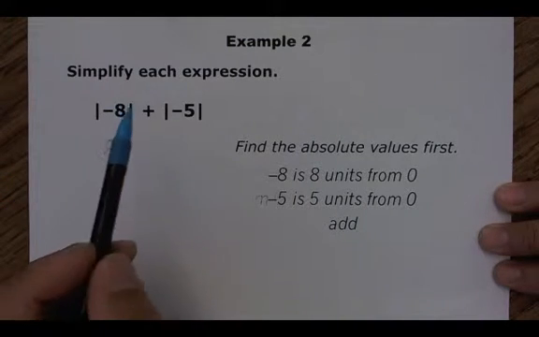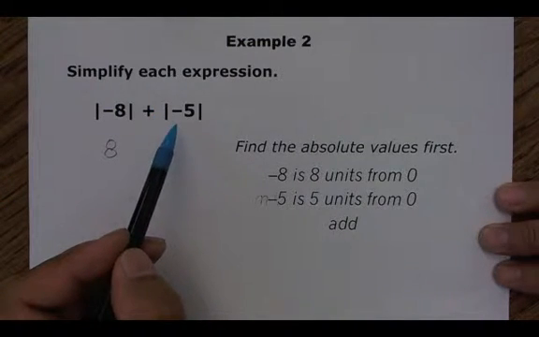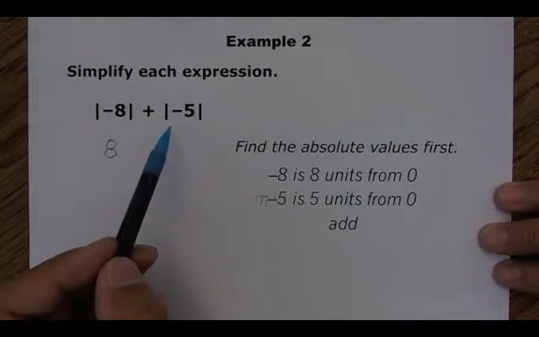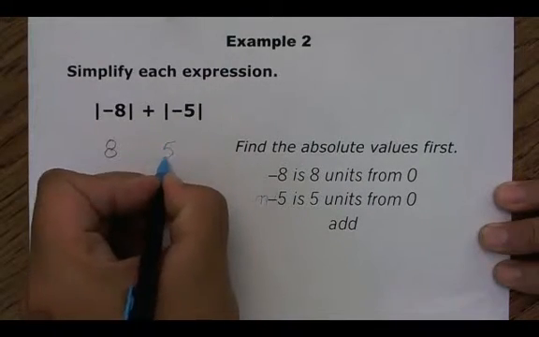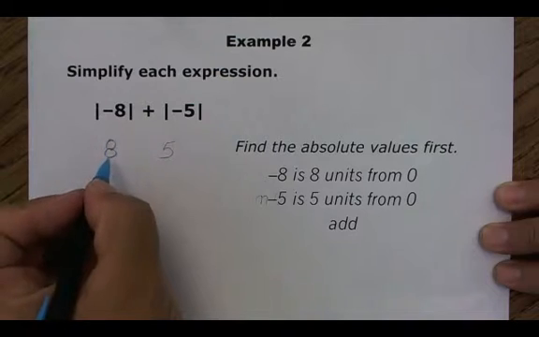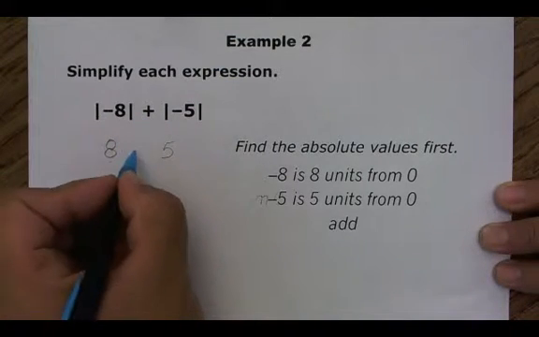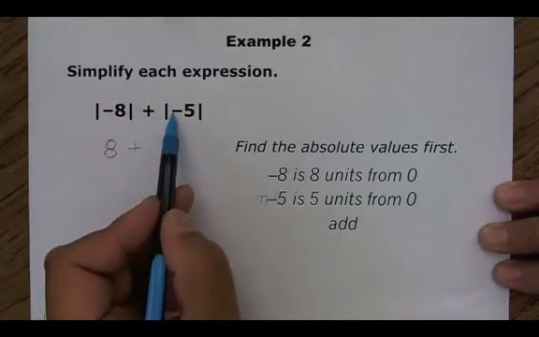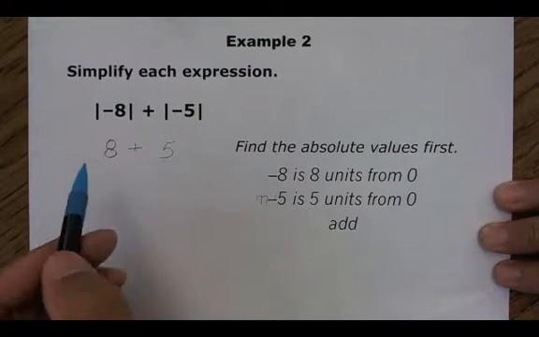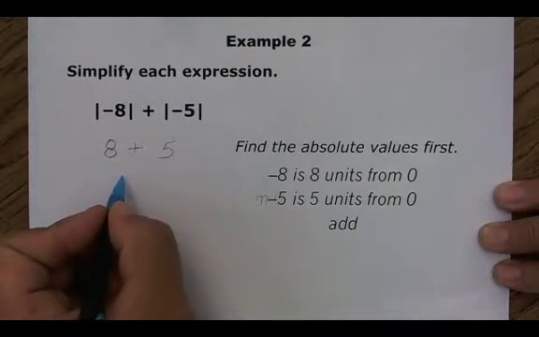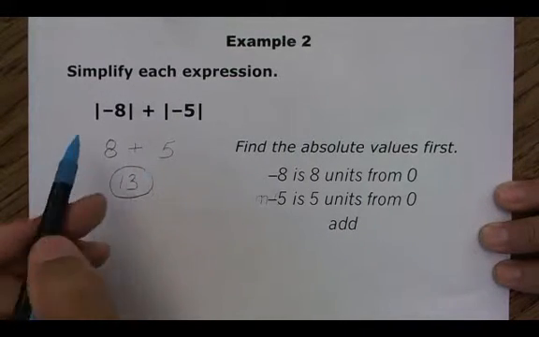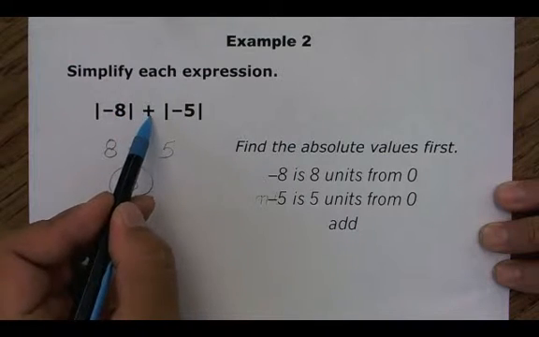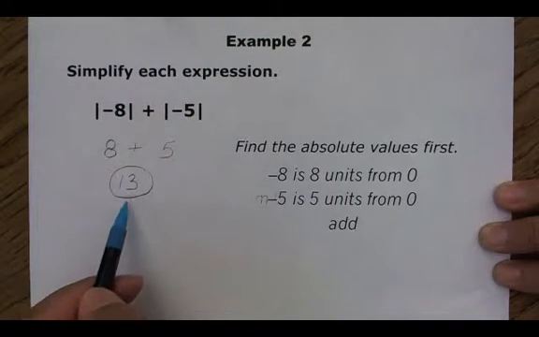And then the second thing we have to do is find the absolute value of negative 5. And negative 5 is 5 units from 0. So the absolute value of negative 5 is 5. So we have the absolute value of negative 8, which is 8. We bring down the plus sign. And the absolute value of negative 5 is 5. So we have 8 plus 5, and we add those together, and we get 13. So our answer to the absolute value of negative 8 plus the absolute value of negative 5 is 13.